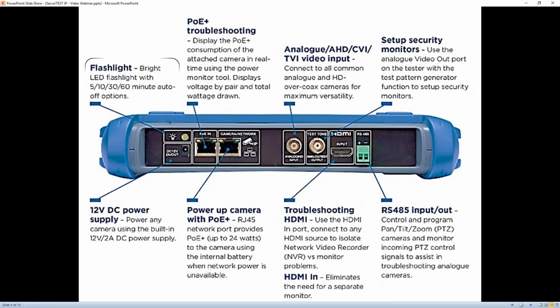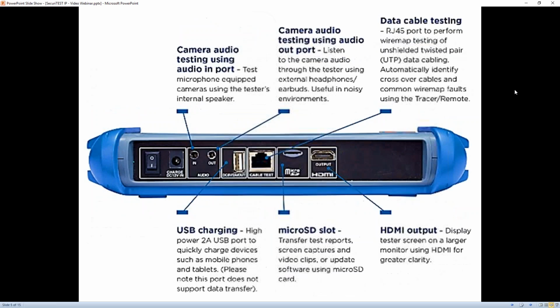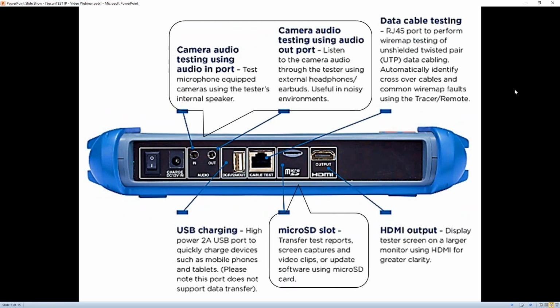SecuriTEST IP offers a large number of interface connections, notably at the top of the tester: flashlight, HDMI, 12-volt DC power, PoE indicator. At the bottom of the tester, you'll find notably the camera audio port, the micro SD slot, USB charging, HDMI out. SecuriTEST IP has a comprehensive camera setup with aim, focus, PTZ, presets, and network settings. High-resolution screen for accurate setup of 4K cameras.